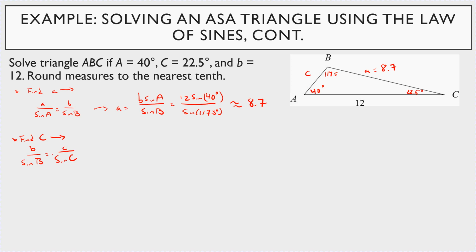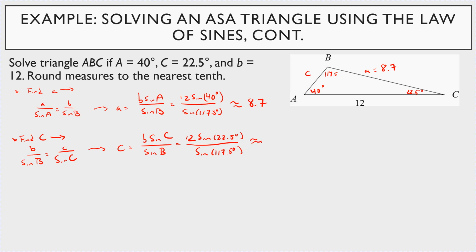Yeah, so just multiplying over here, sorry about that, you get c is equal to b times sine of C all over sine of B. All right, well, b is 12. Sine of C, well, that's sine of 22.5. And then B was 117.5, so sine of 117.5. Sorry about that little error there.